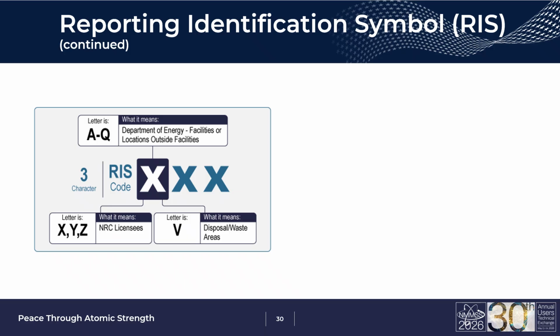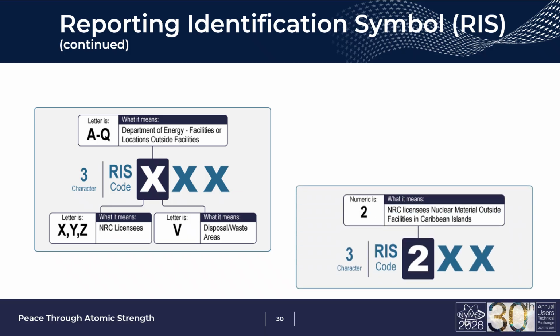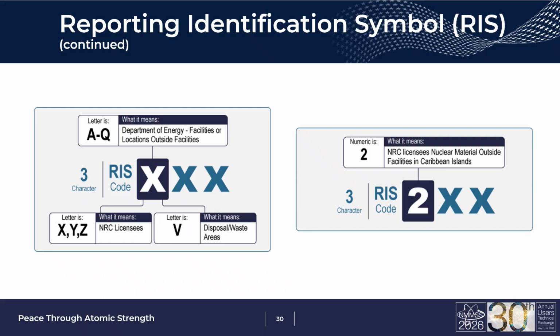If the first character consists of a letter between A and Q, that means that the facility is a Department of Energy NNSA site. If the RIS begins with X, Y, or Z, this is an NRC licensee facility. If the first character of the RIS code is a V, that facility represents a waste disposal area. If the first character of the RIS code is 2, this represents an NRC licensee nuclear material outside of the U.S. facility in the Caribbean islands.